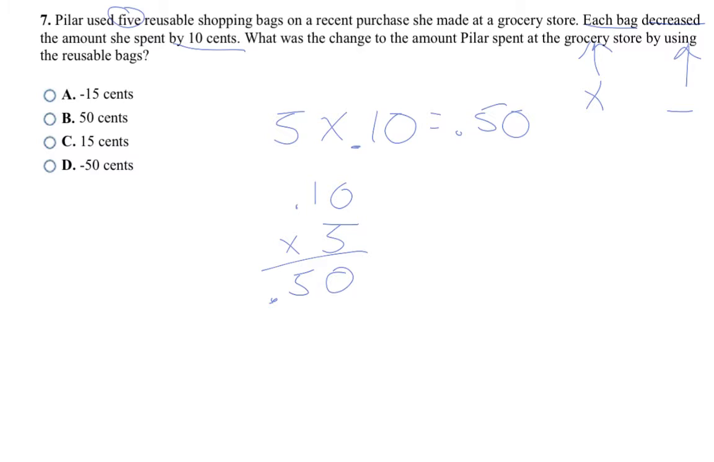Since it's decreasing the bill, to show the type of change to the bill as being less, as it decreasing, we're going to need that to be a negative 50 cents. So the final answer here is going to be D.